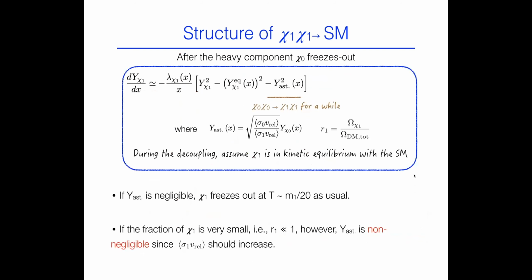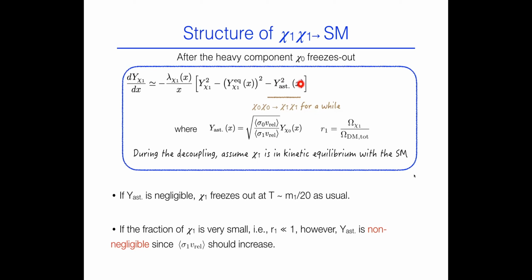After the heavy dark matter component freezes out, I can write down the Boltzmann equation of light dark matter like this. There is a part which is contributed from the residual annihilation of heavy dark matter pairs into light dark matter for a while. I'm going to call this contribution Y_assisted, the co-moving number density assisted, which is proportional to the square root of the ratio of the annihilation cross-section of heavy dark matter pair into light dark matter divided by the annihilation cross-section of light dark matter into the standard model sector. And the fraction of light dark matter is determined like this, right? During the decoupling, I also assume that light dark matter is in kinetic equilibrium with the standard model sector.